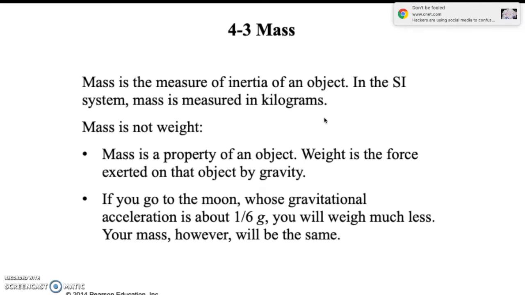Weight is the force exerted on an object by gravity, and so that will depend on where you're located, right? Like gravity on the Earth is 9.8, but if we go to the moon, it's 1/6 that. So you'll weigh much less on the moon. However, your mass will stay the same because the amount of matter will not change.